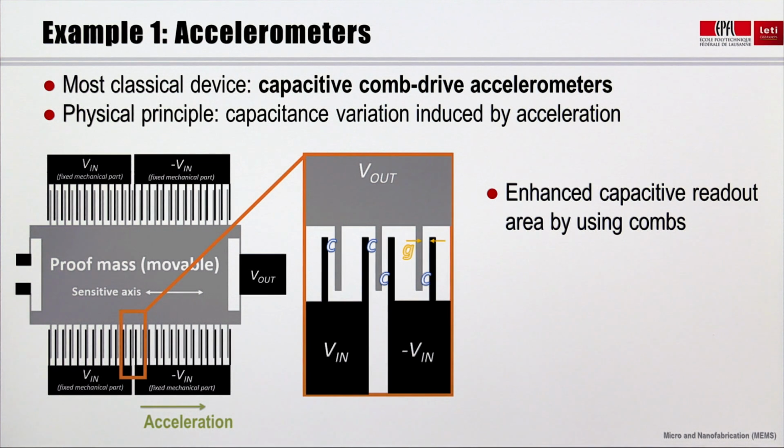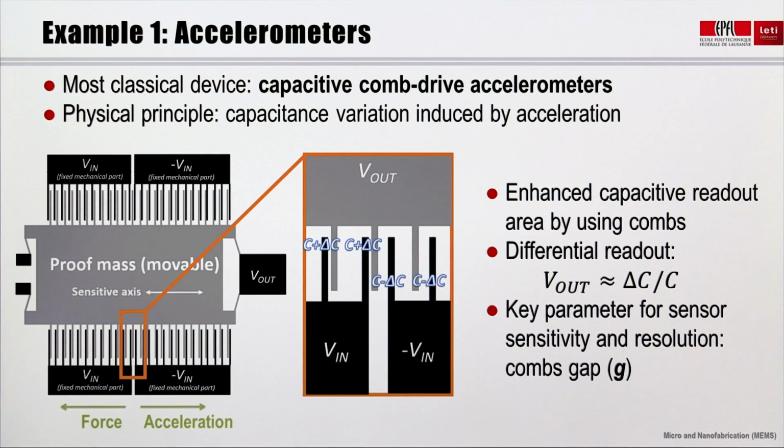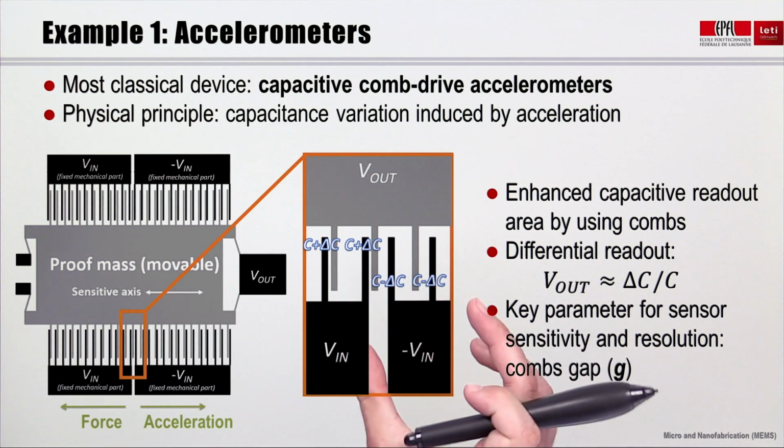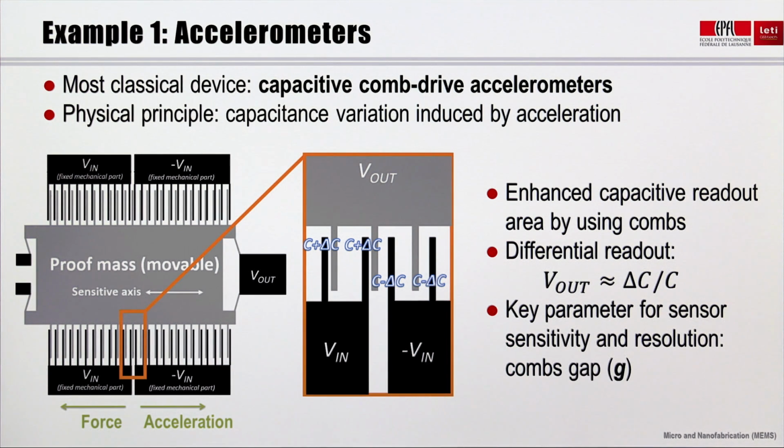Let's suppose, for example, an acceleration towards the right side. It induces a counterforce towards the left, which makes the proof mass and its combs move towards the left too. So let's show it again. Consequently, as their gap narrows, the capacitance of the 2 left capacitors becomes C plus delta C. The capacitance of the 2 right ones becomes C minus delta C as their gap widens. Overall, this provides a differential readout, and the output voltage is approximately equal to delta C over C.